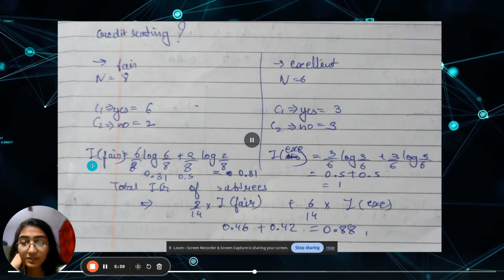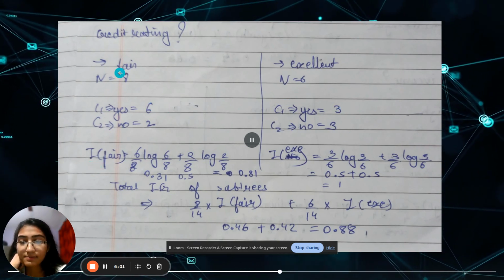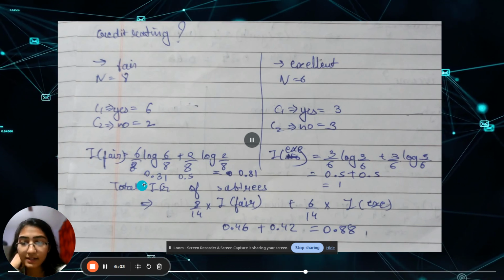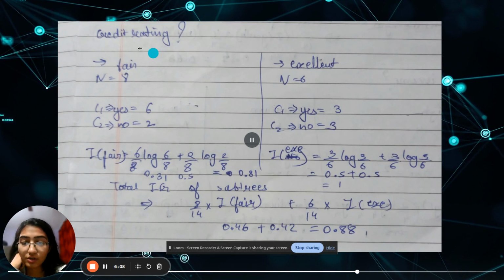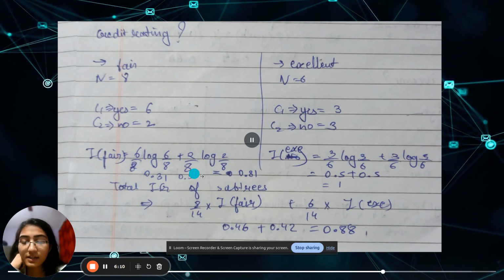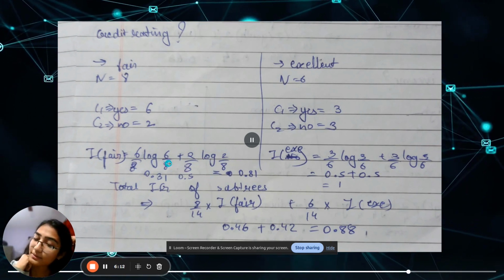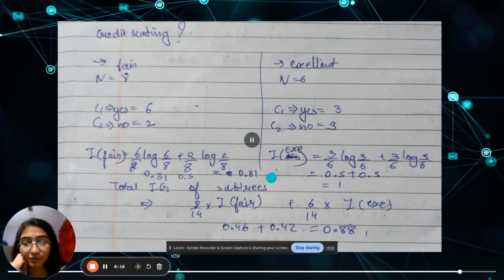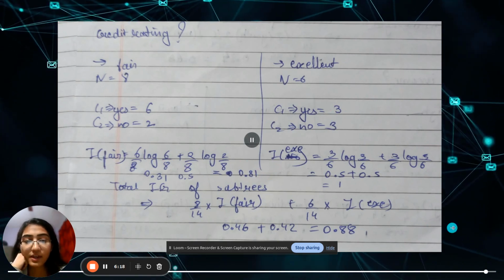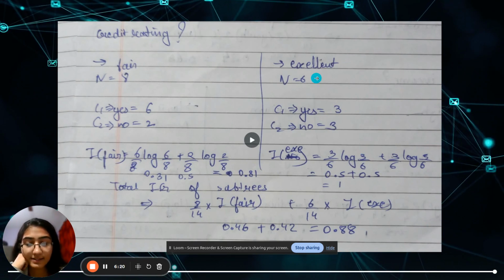We will find information gain for fair, that will be 6 by 8 log 6 by 8 plus 2 by 8 log 2 by 8. It will be minus, guys, but after solving, minus minus will become plus, so the answer will be positive. So 0.81 will be the answer for fair, and 1 will be the answer for excellent.